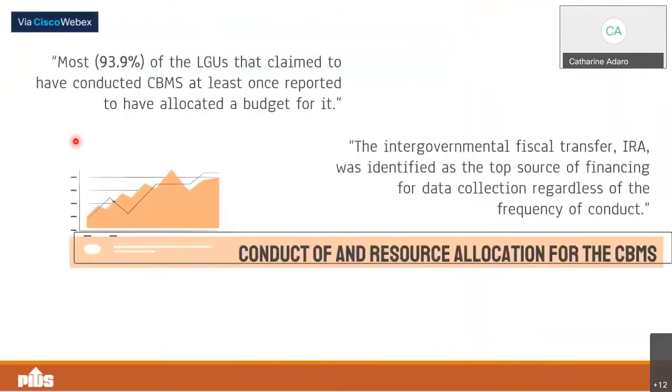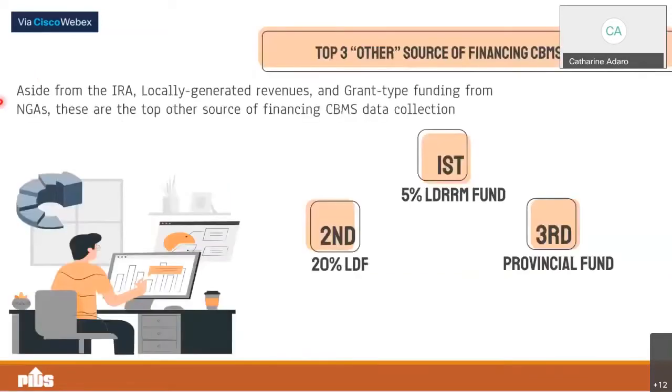Next slide, please. Most of the LGUs that claim to have conducted CBMS at least once reported to have collected a budget for such. The Internal Revenue Allotment, or IRA, which is the LGU share of revenues from the Philippine national government, was identified as the main source of budget for the conduct of the CBMS, regardless of the frequency of conduct.